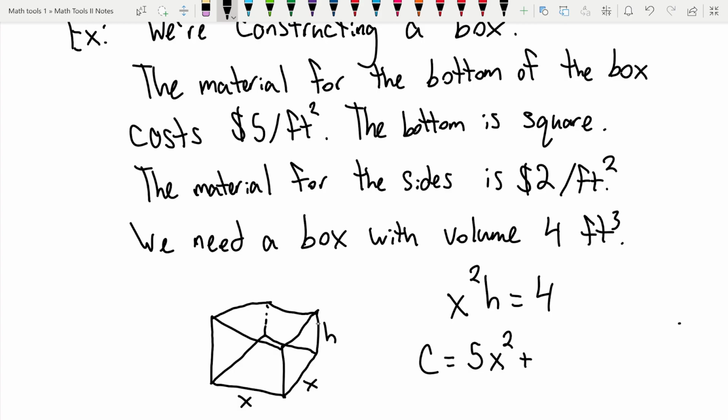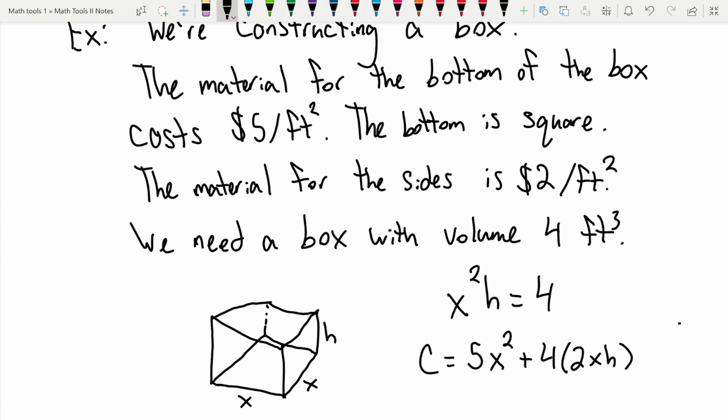And then the side of the box is going to cost $2 per square foot. The area of that is x times h, and there's 4 sides of it, right? So there's going to be 4 of them, and then they're costing $2. And then the area is x times h. So 4 for how many sides there are, 2 for what the cost of it is, xh for what the area is.